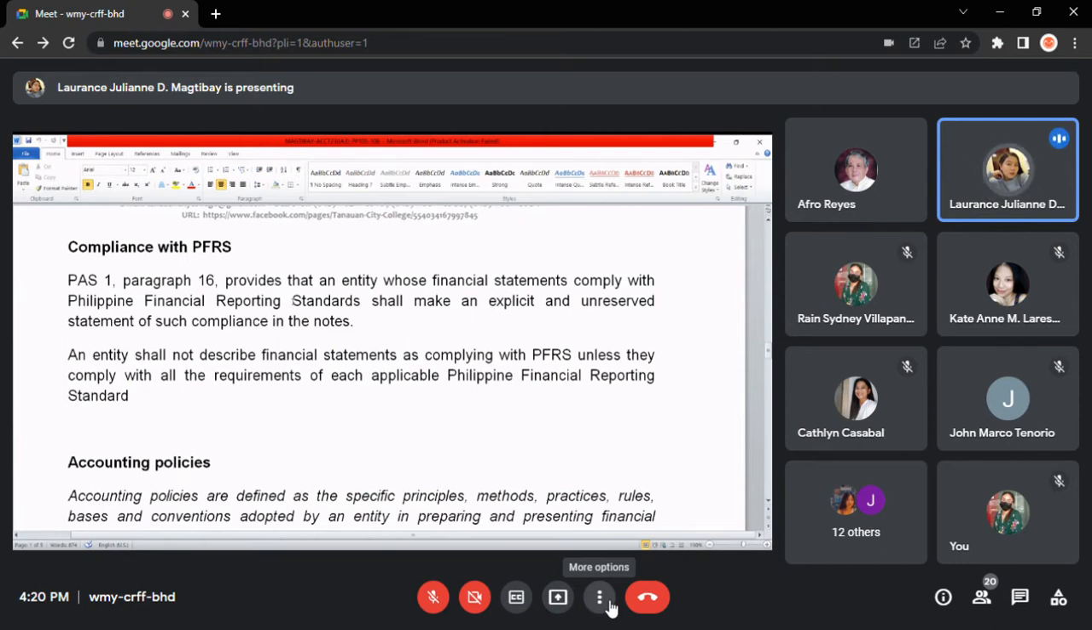Sinabi po natin explicit, clear, and detailed. Pag sinabi natin, an entity shall not describe financial statements as complying with PFRS unless they comply with all the requirements of each applicable Philippine Financial Reporting Standard. So, hindi po nila pwedeng sabihin na nagko-comply, or hindi sila nakapag-comply sa requirements ng PFRS.